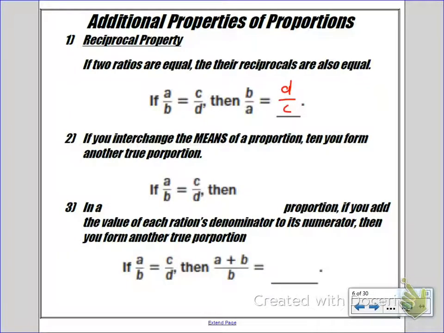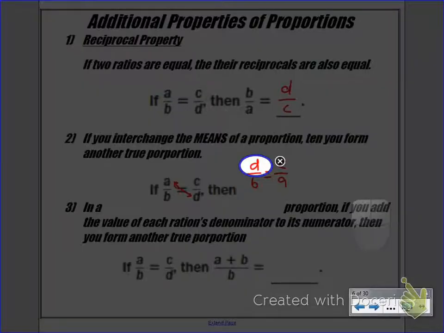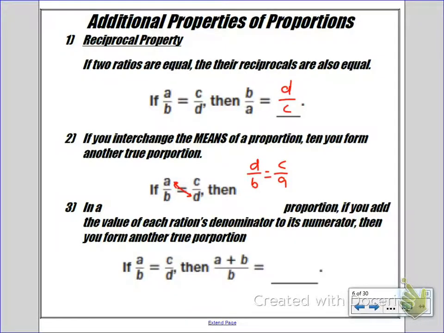Our next property says that we can interchange the means of a proportion to form another true proportion. And remember, the means are going to be these two right here, which just means I can interchange these. That a over b equals c over d would be the same thing if I put the d in place of the a over b, and that would be equal to c over a. So I'm just switching the d and the a. And this proportion will have the exact same value as the original one.